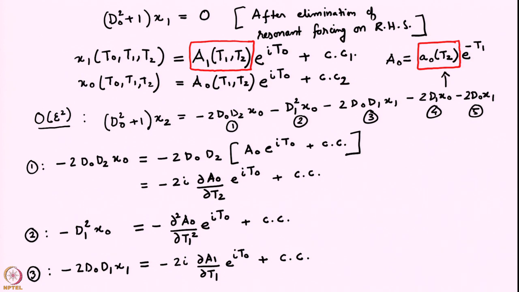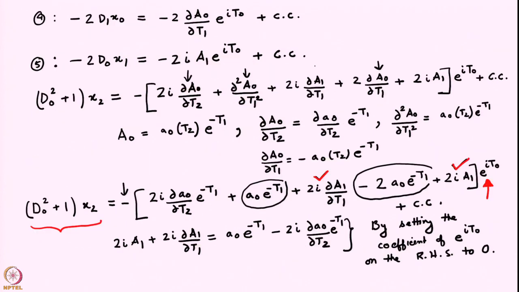Okay, so A1 in square brackets in the red rectangular bracket at the top of the slide, you can see is an unknown function yet. And now by eliminating resonant forcing at second order, order epsilon square, we seem to be getting an equation for A1. However, on the right hand side is small a naught and we do not yet know what is small a naught. Okay. So let us see how to proceed with this.